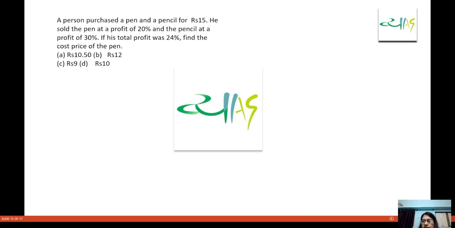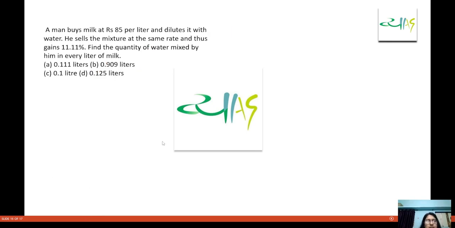Look at this question. It is saying a person purchased a pen and a pencil for rupees 15. If he sold the pen at a profit of 20% and the pencil at a profit of 30%, if the total profit is 24%, find the cost price of the pen. So obviously you can now do this because I have already done that kind of question. Okay.